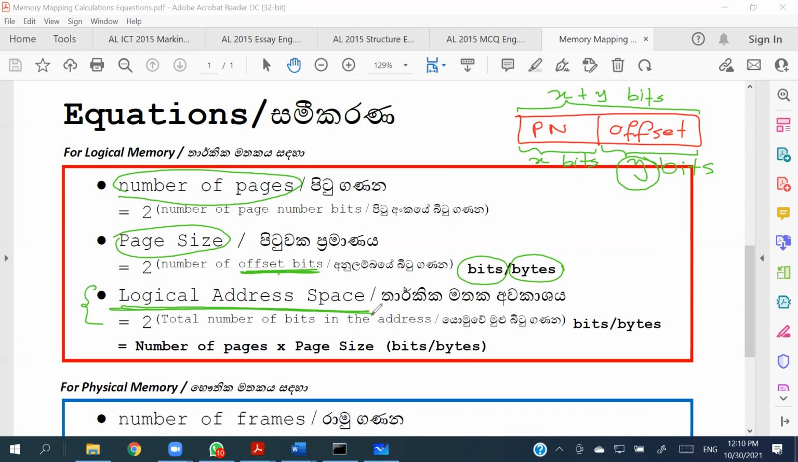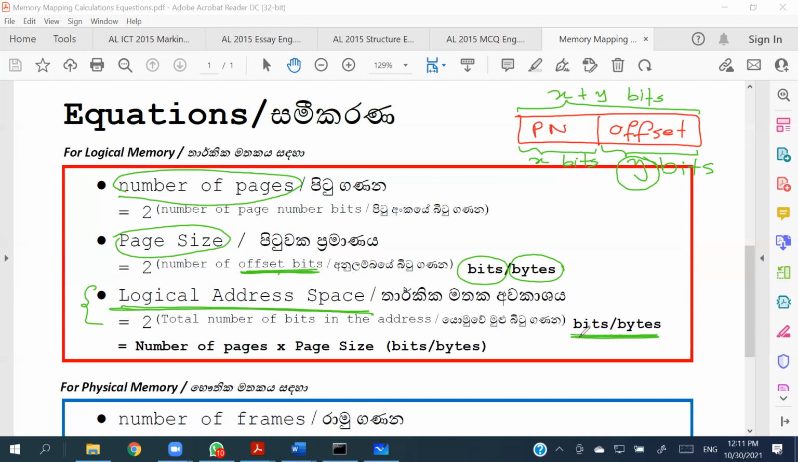So now how are we going to determine that? We can determine it by two equations. If we know the total number of bits in the address, we can easily get it by taking the total number of bits as a power of 2, and it will give us the capacity in bits or bytes, right? So simply, we take the total number of bits in the logical address and take it as 2 to the power. It will illustrate how big your memory is going to be.